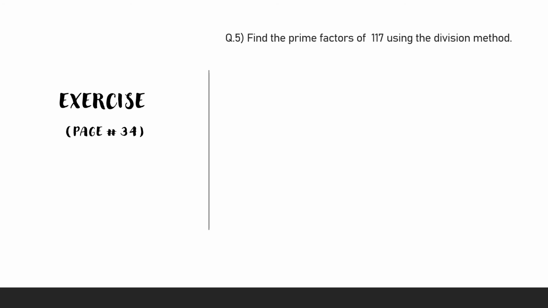Find the prime factors of 117 using the division method. So let's do it. 117, as you can see, is not an even number, so we cannot do it with 2. Can we do it with 3? You have studied divisibility rules, and what was the divisibility rule for 3? If we add the digits, what does it make? 7 plus 1 is 8, and 8 plus 1 is 9, and 3 can divide 9. It means that 3 can divide this whole number. So let's do it with 3.